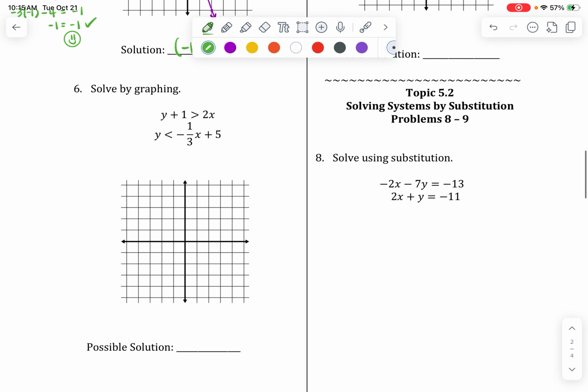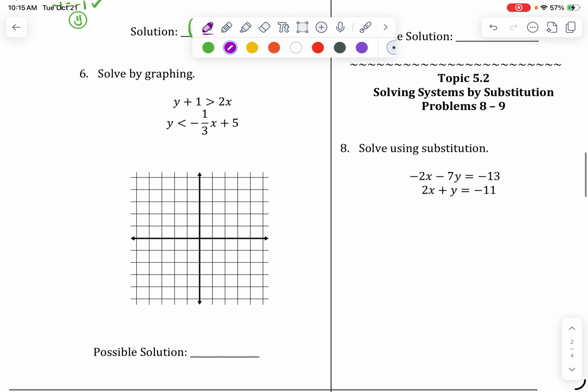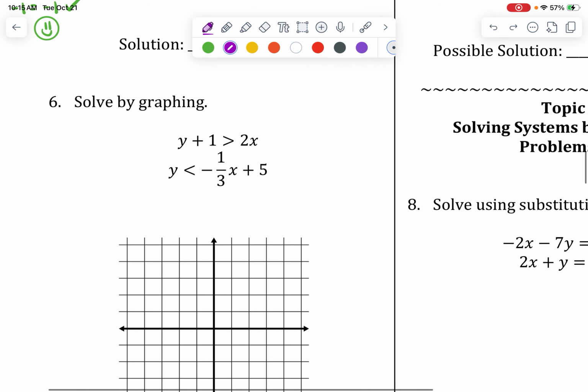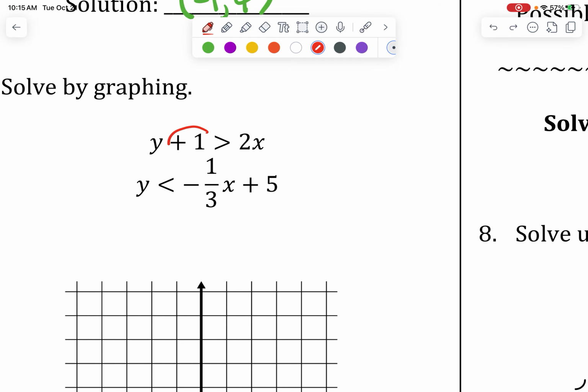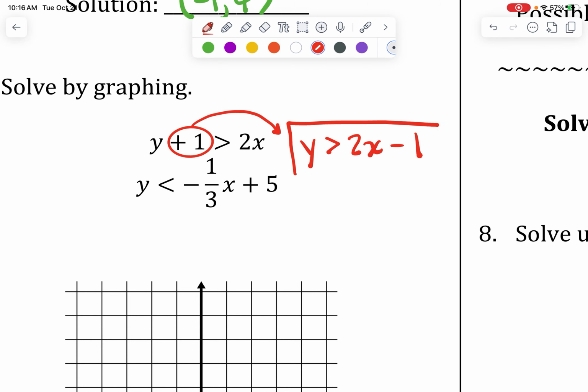All right, number 6 is graphing more, but it's graphing inequalities, right? So you need to catch that those are not equations, they're inequalities. So let's see, we need to do a little work on this first guy. Do you notice he's not in y equals mx plus b form quite yet? It looks like we need to get the constant over there. That's weird, but that's okay. So we're going to move the +1 to the other side, which is going to give us 2x minus 1. All right. So no big deal. Just move the constant over.